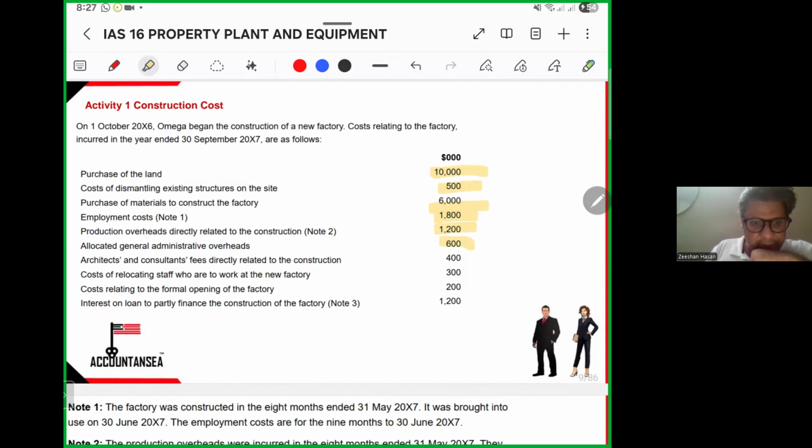Architects and construction fees directly related to the construction, 400. Cost of relocating staff who have worked at the new factory, 300. Cost relating to the formal opening of the factory, 200. Interest on loan to partially finance the construction of the factory, 1,200.